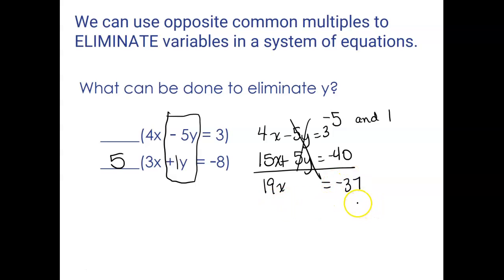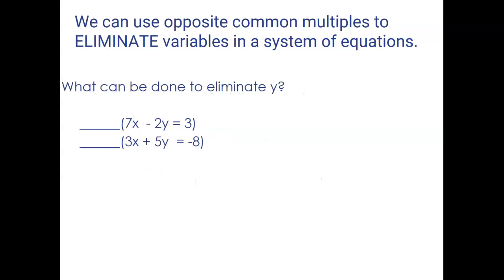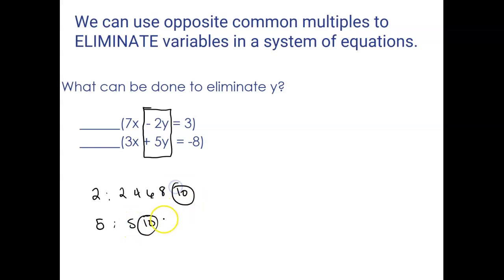This is now an equation that I know how to solve because it only has one variable. Let's try that again. What can be done to eliminate y? So I need a common multiple for 2 and 5. Well, let's see if we can find that first. 2, 4, 6, 8, 10; 5, 10. The common multiple would be 10.